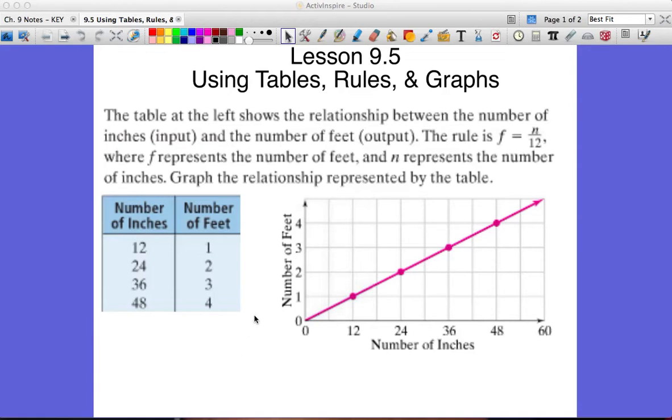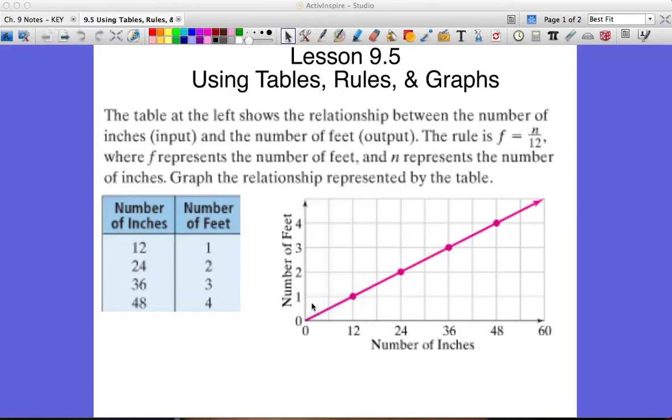Right, the table at the left shows the relationship between the number of inches, our input, and the number of feet, our output. The rule is F is equal to N divided by 12, where N is our input, or number of inches. F represents the number of feet. Okay, so we're going to graph the relationship represented by the table. So what this means is we have to fill out our labels and our intervals. And in this case, since we have a pretty standard idea of how our intervals are going to go, we can make our intervals the same as the inches.